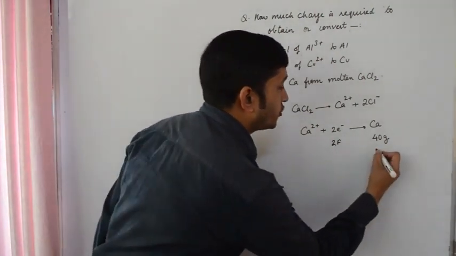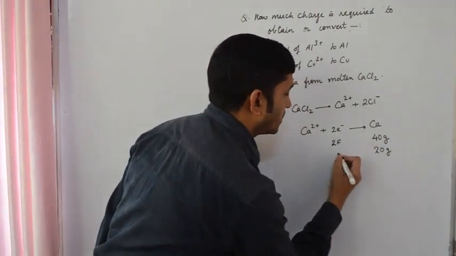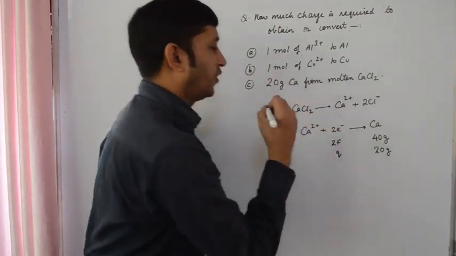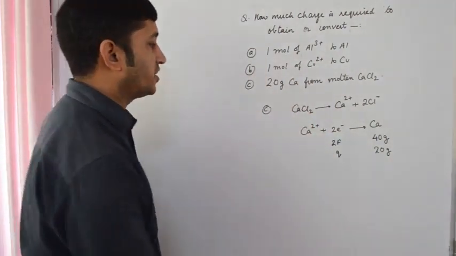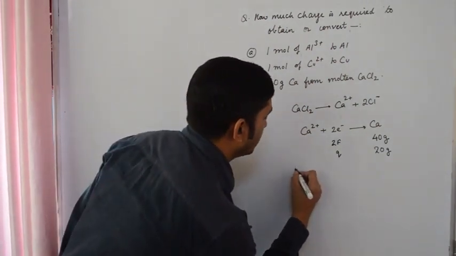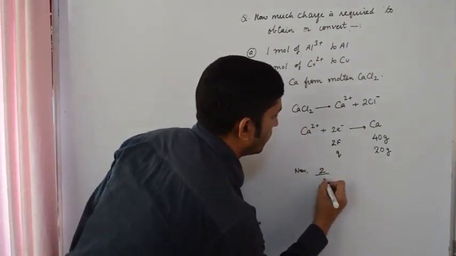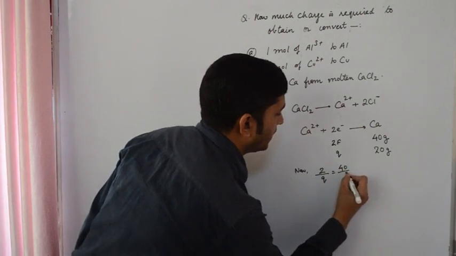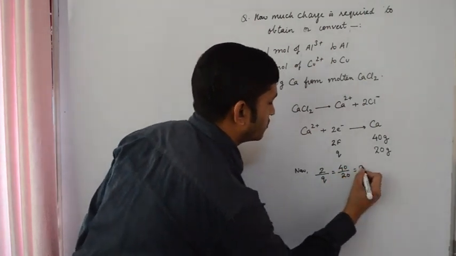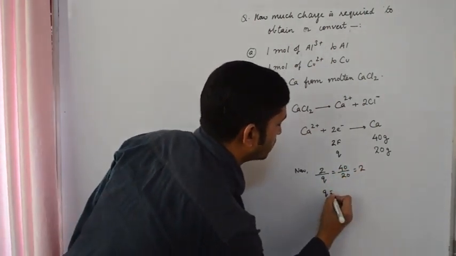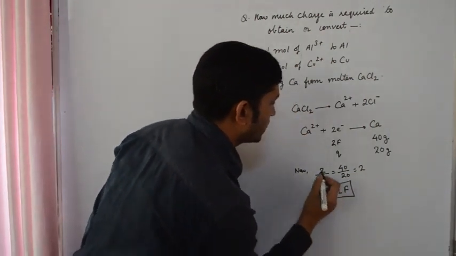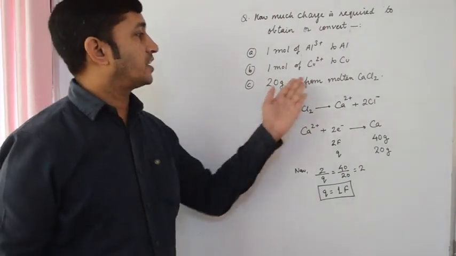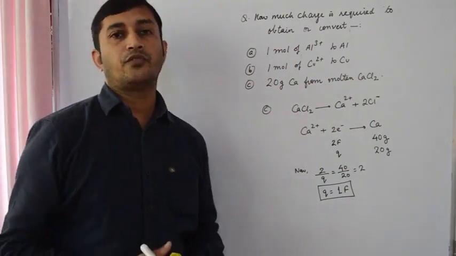So now it's very clear that to obtain 40 gram of calcium, we need 2 Faraday of charge. So to obtain 20 gram of calcium, suppose the charge required is Q. Since it is a case of direct variation, we can easily calculate that 2 upon Q is equal to 40 by 20, that's equal to 2. So Q will be equal to 1 Faraday. It means to obtain 20 gram calcium from calcium chloride, we need 1 Faraday of charge.